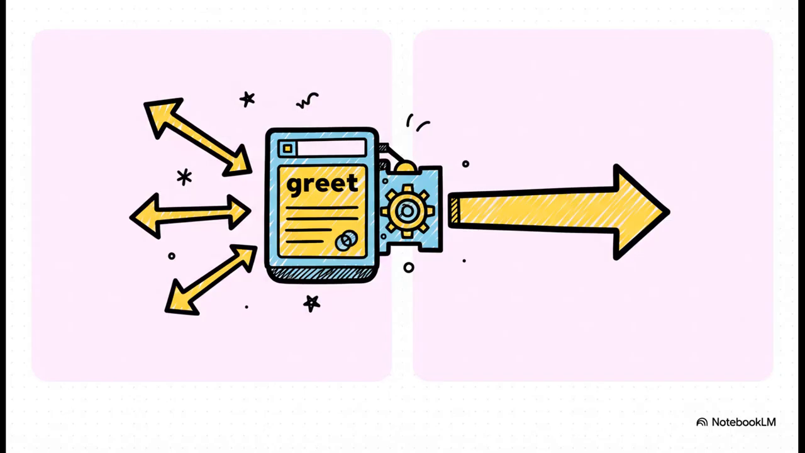Look at that difference. Instead of repeating ourselves, we create one single greet function. Now, if we want to greet Hamza, we just call greet Hamza. If we want to greet Ali, it's just greet Ali. One block of code that we can use as many times as we want.